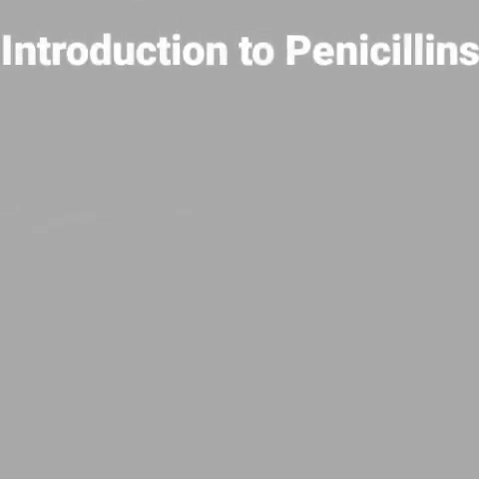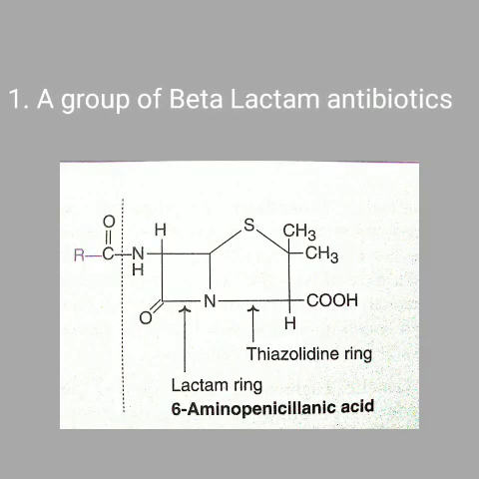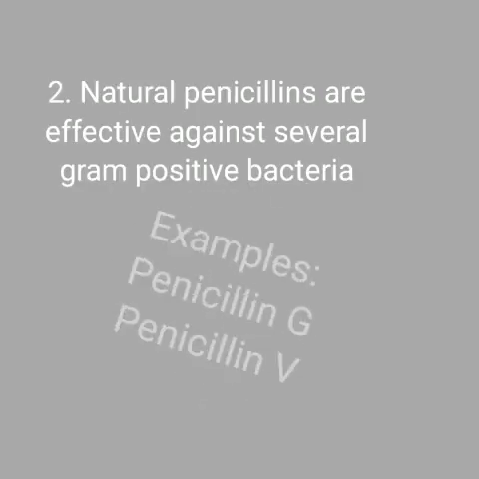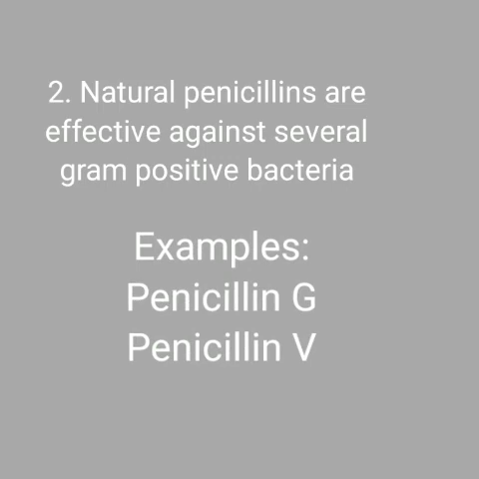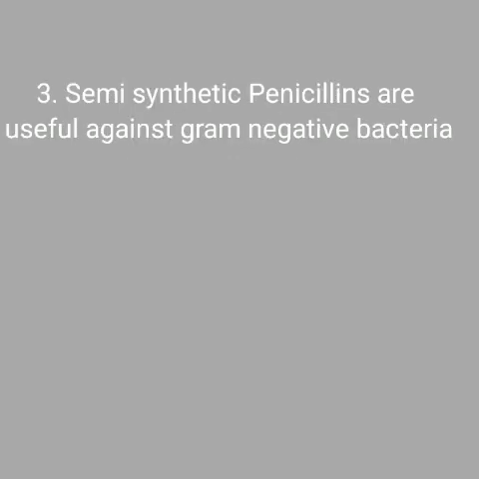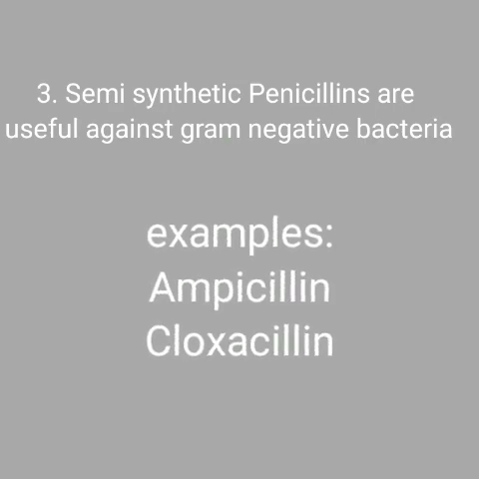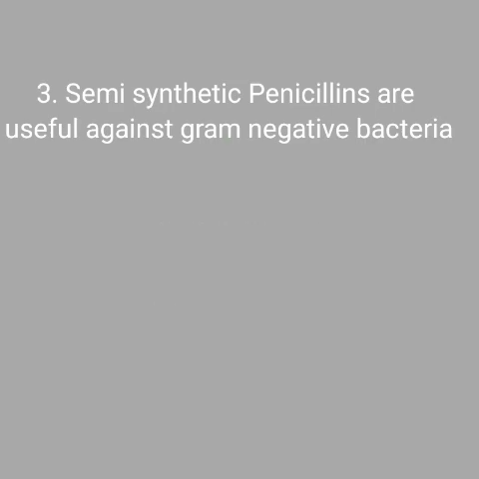Introduction to penicillins. Penicillins are a group of beta-lactam antibiotics. Natural penicillins are effective against several gram-positive bacteria, for example, penicillin G, penicillin V. Semi-synthetic penicillins like cloxacillin, ampicillin are effective against gram-negative infections as well.